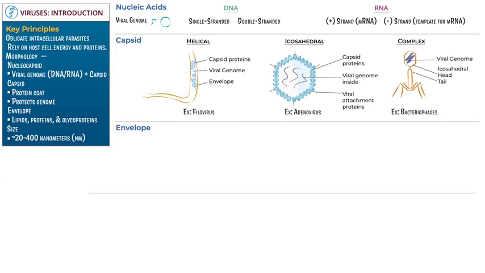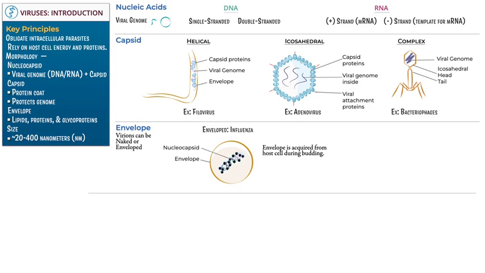Next, write that virions can be naked or enveloped. An important example of an enveloped virus is influenza A. Write that the envelope is acquired from the host cell during viral budding. First, show the outer viral envelope and the inner nucleocapsid, which comprises the capsid and viral genome. On the surface of the viral envelope, show glycoproteins. These projections facilitate entry into host cells and stimulate the immune process.